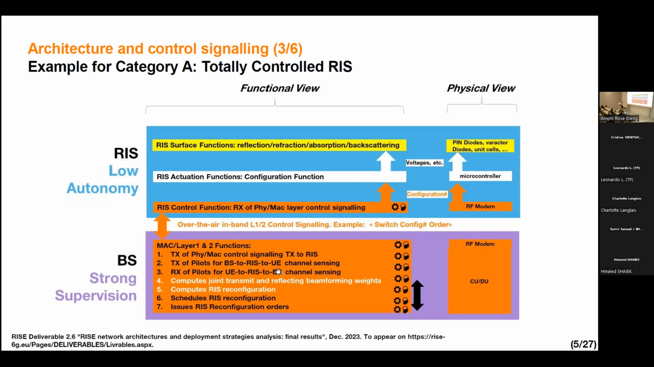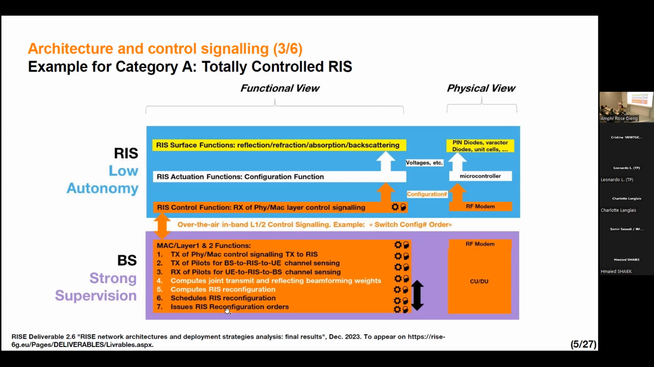It's sending pilots for the base station to RIS to UE channel. I'm not saying that the RIS is listening to pilots, no, but the UE is listening to pilots transmitted by the base station, reflected by the RIS in a known state. So the UE can sense the channel for different states of the RIS because everything is coordinated. The UE and the RIS know, okay, now I'm testing codebook reflected beam number N. There is some control.